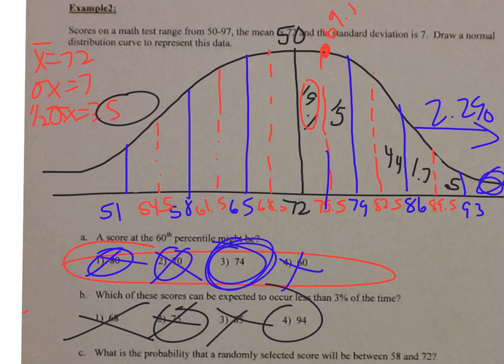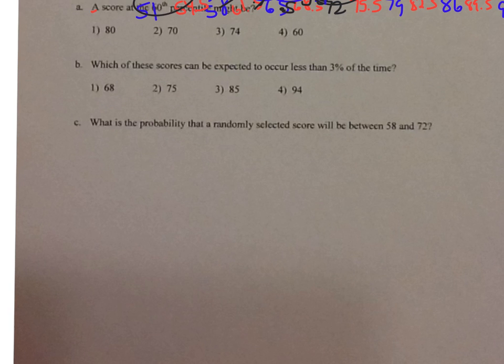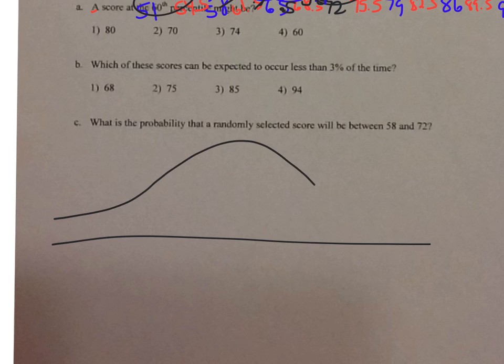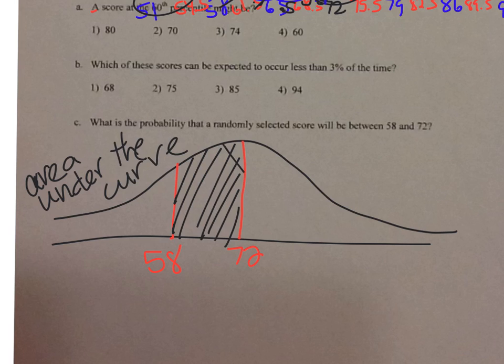All right, and the last thing, I just have to move everything up, sorry. Okay, so the last thing says, what is the probability that a randomly selected score will be between 58 and 72? Okay, so I want between 58 and 72. That was my mean. My mean was 72. So I want between 58. Now 58, I know it's to the left of 72 because it's less than. So I want to know what percent is between 58 and 72. This is also called area under the curve. Okay, so I want to find this percent.